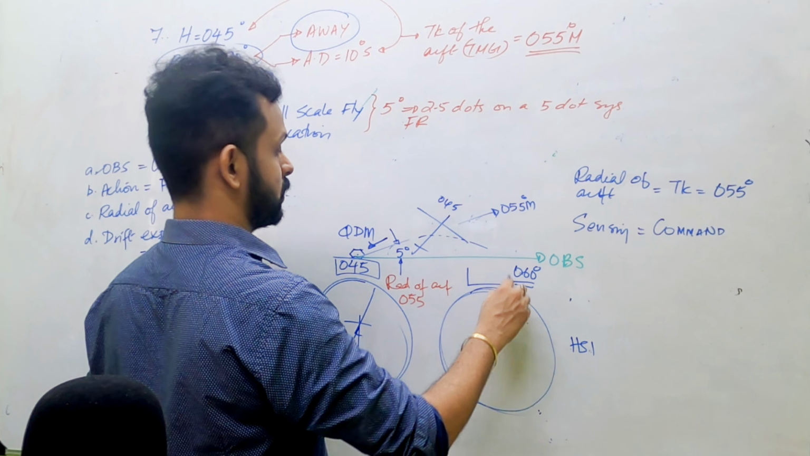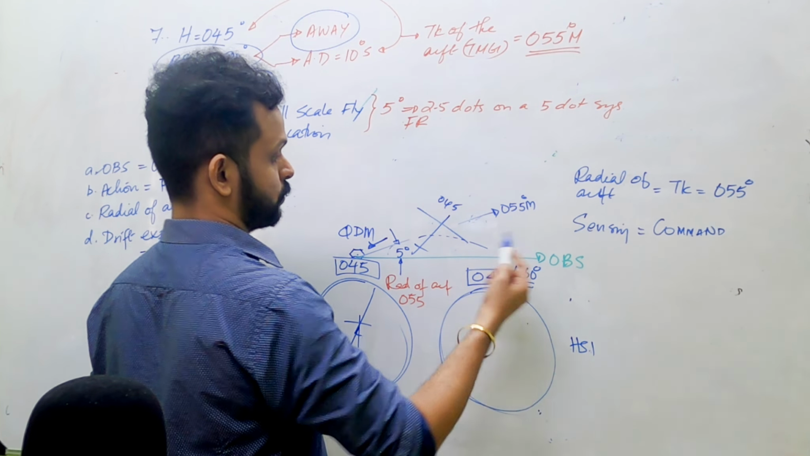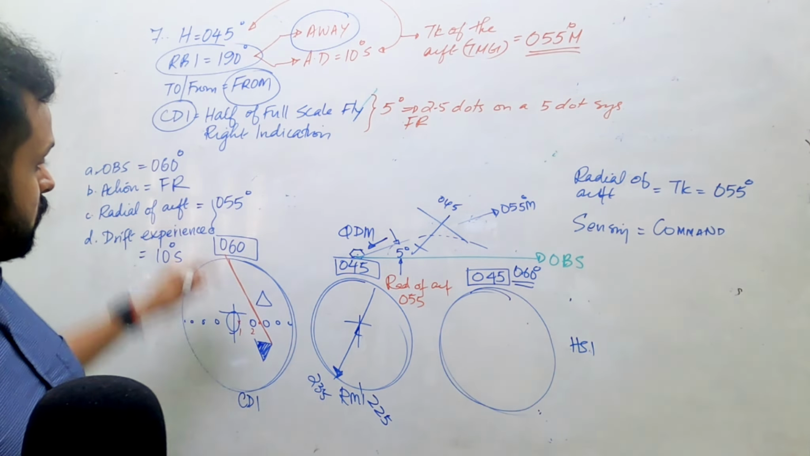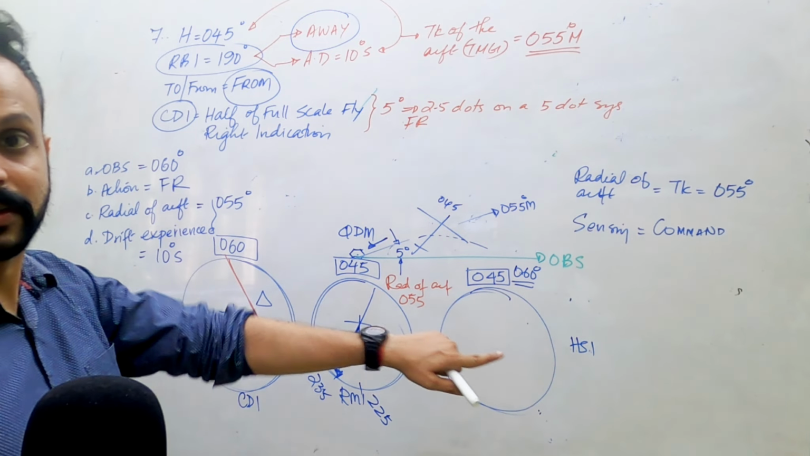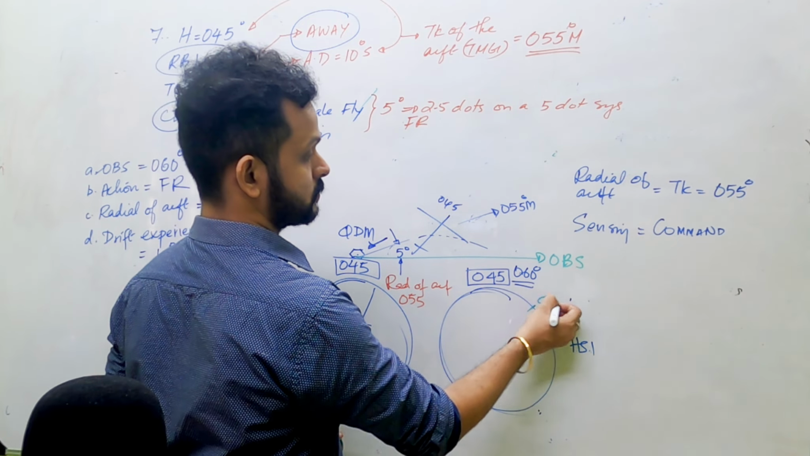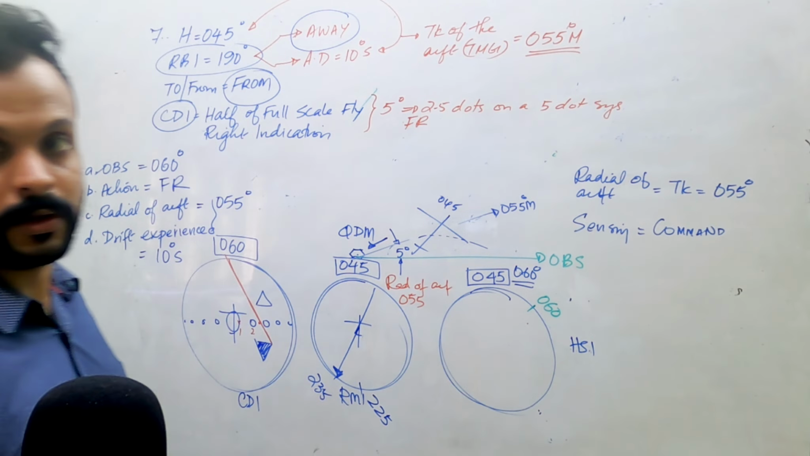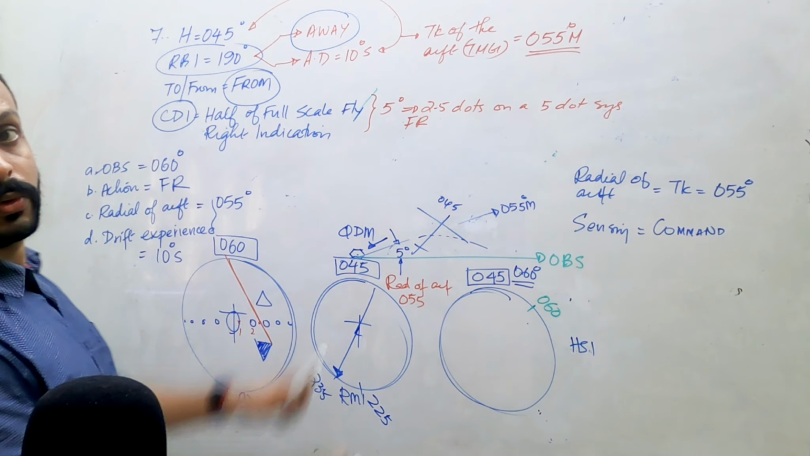What is the head of the HSI? 0.45. Yeah, what next? You bring the OBS and try to locate the OBS there, which is somewhere around here. Take it. This here 0.60. Yeah. Take it. That's all.